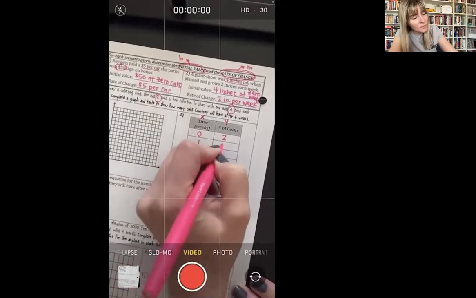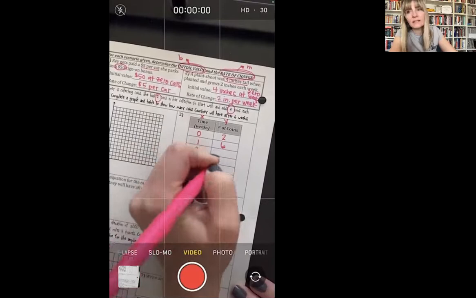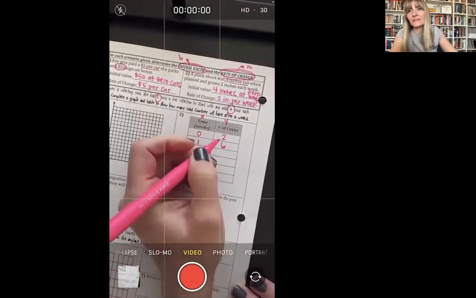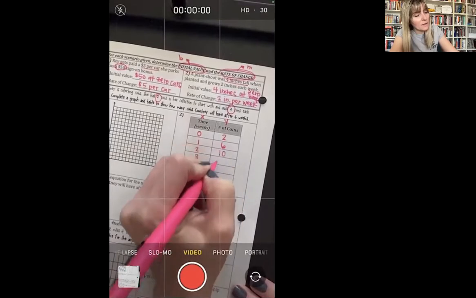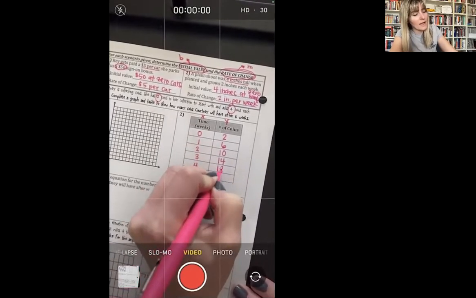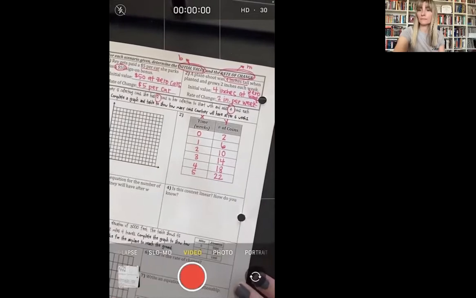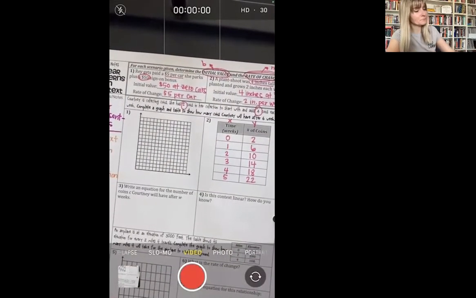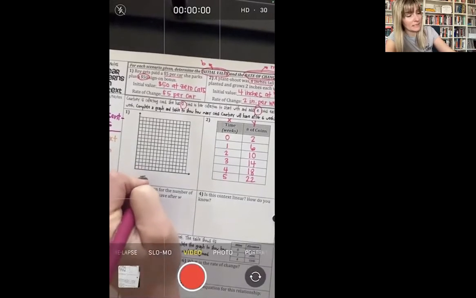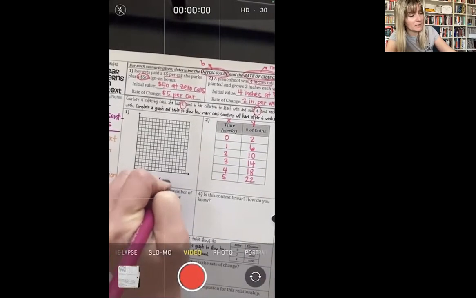So 2 plus 4 is 6. Thanks for protecting us, Quinny. What a good girl. Okay, and then we add 4, and then we add 4, and then we add 4, and then we add 4. Okay, so I am now going to come over here, and I'm going to label this. This is time in weeks.